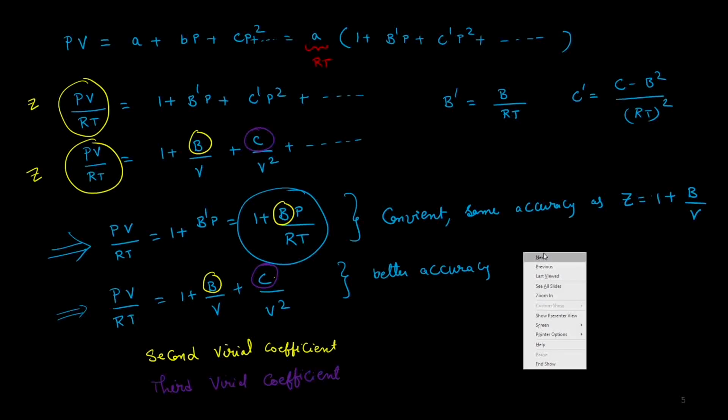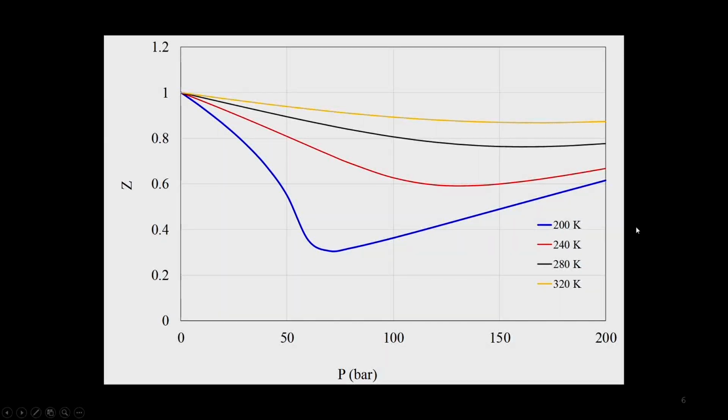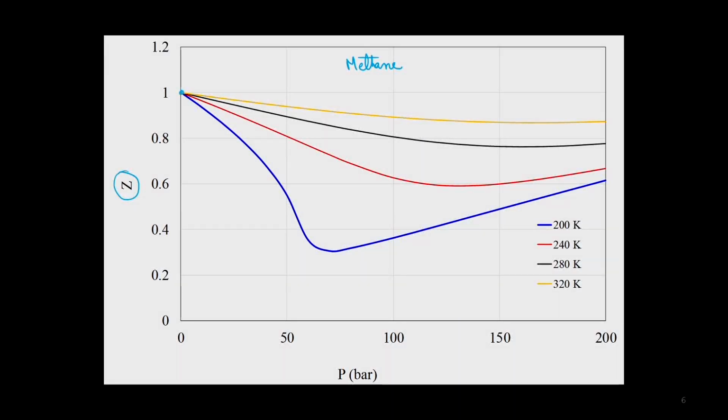Well, if it is a power series expansion, what do these curves look like? So let's take an example. This is methane at 4 different temperatures, and what we are plotting on the y-axis is the compressibility factor for methane at 4 different temperatures from 200 to 320 Kelvin, going from a pressure of 0 to 200 bar. First, this point here is essentially the compressibility factor at the zero pressure limit. All gases have to reach the ideal gas limit, so the compressibility factor value will be 1. So all of them start right there.